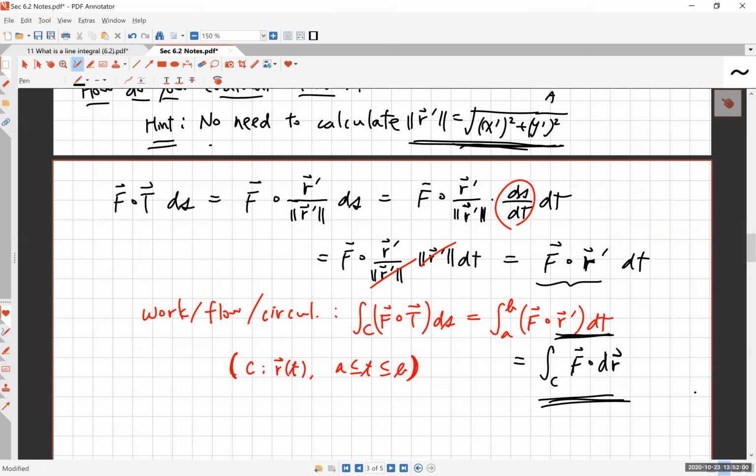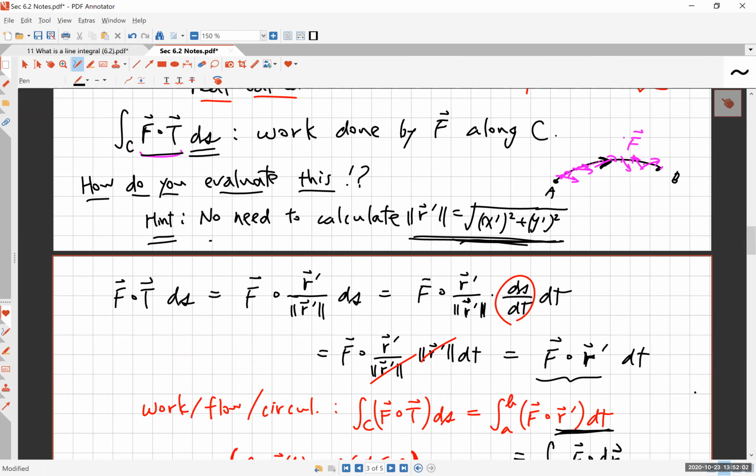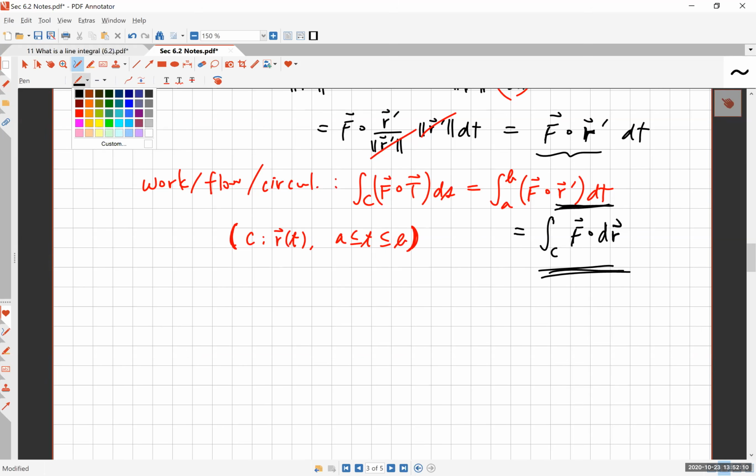Again, if you're evaluating a work integral, you don't have to calculate the speed. You do have to calculate r prime, and you have to dot that with F, but you don't have to find the square root of x prime squared plus y prime squared. Okay, let's do an example.